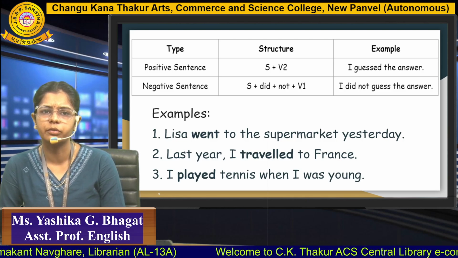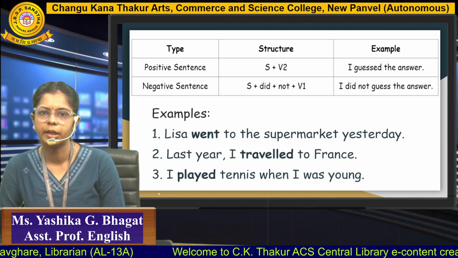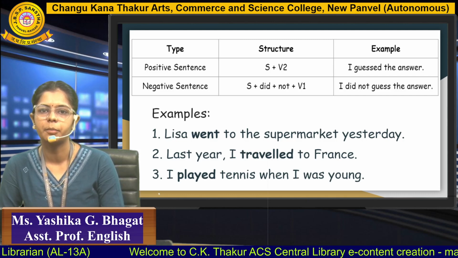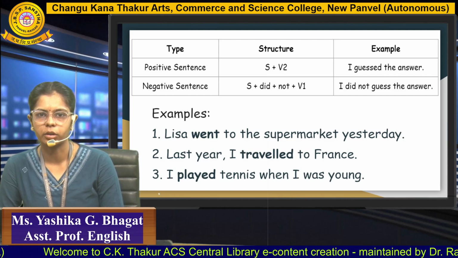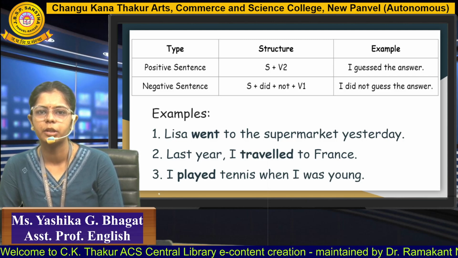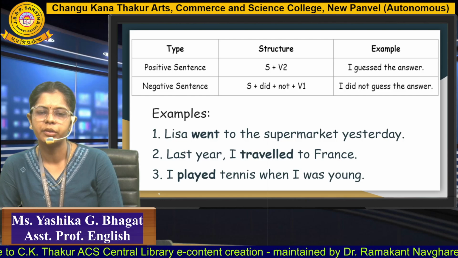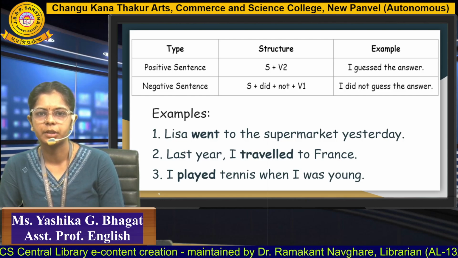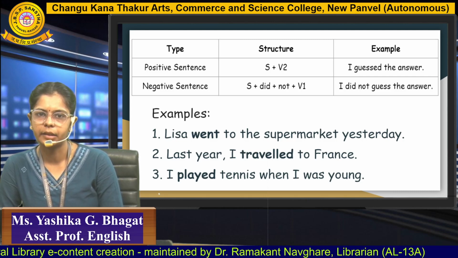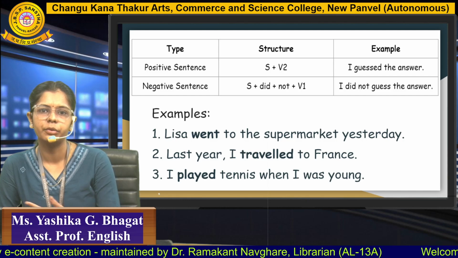Whenever I want to convert this given positive sentence into a negative one, I need to add some negation in the sentence. The negation which I have used over here is not. But mind you, not will not stand on its own. We will need a helping verb with it. So the structure in a negative sentence will be subject plus did plus not and the V1 form.